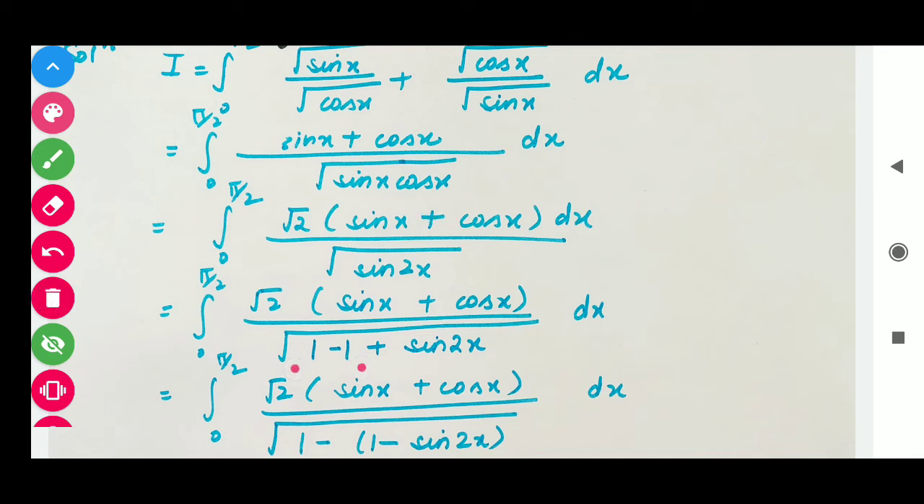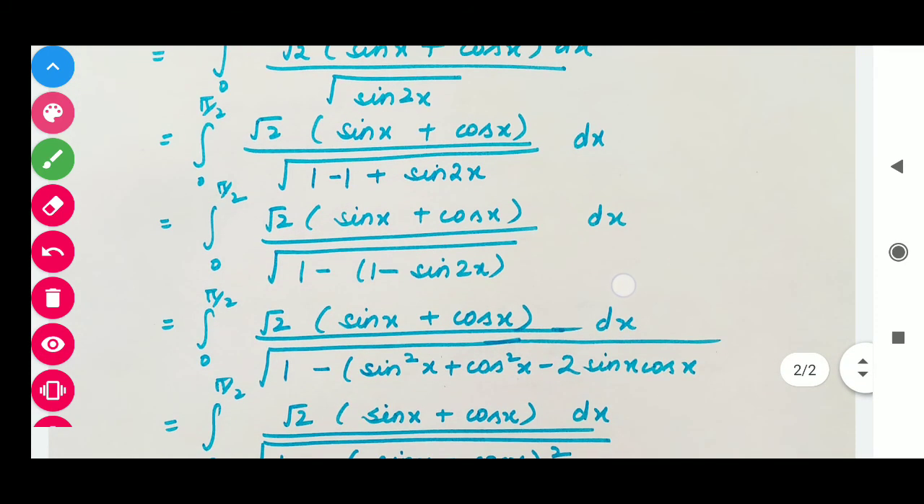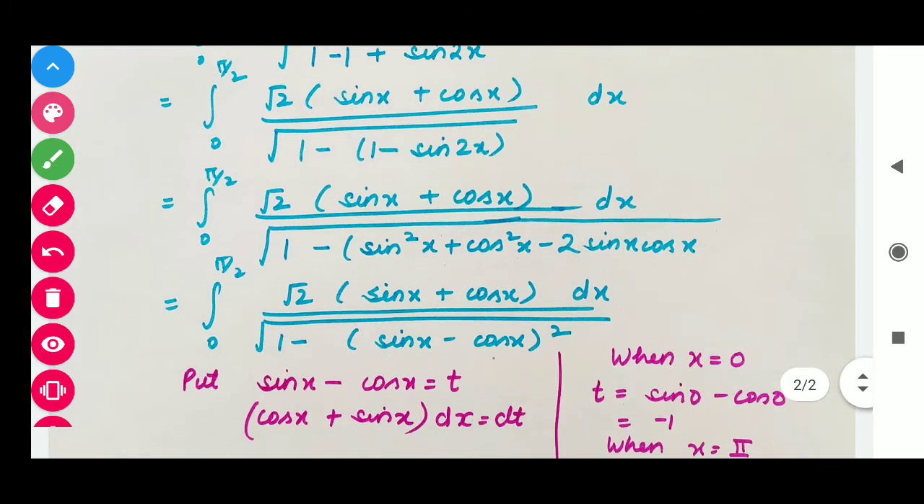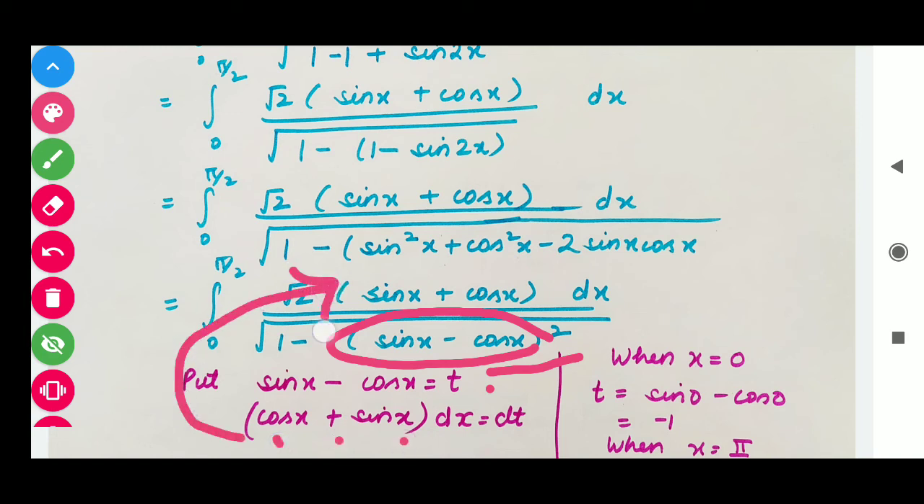So students, let's start by making this one. Add and subtract 1, and after that write 1 as it is. Take the negative sign common. We get 1 minus sin 2x. Here 1 is sin square x plus cos square x, and the formula of sin 2x is 2 sin x cos x. Students, remember one thing, that the angle must be the same. So this makes the formula of sin x minus cos x whole square. Now students, if we put sin x minus cos x as t, then its derivative is cos x plus sin x. That is exactly the numerator.